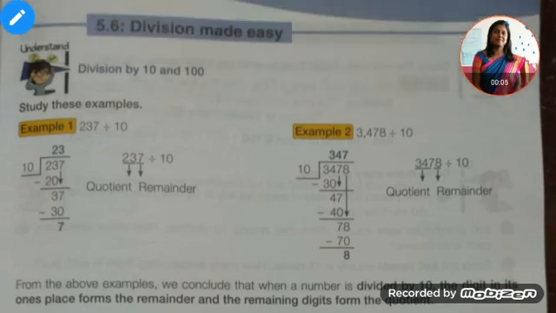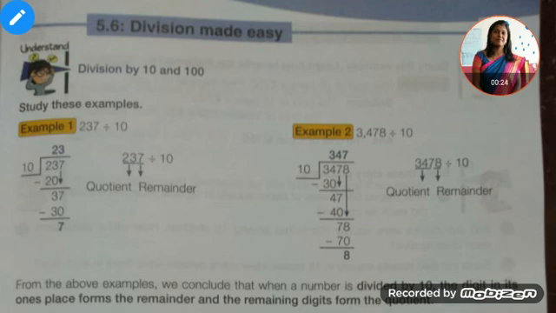Today we are going to deal with a new exercise again, that is your 5.6. So here, if you just see, it's a division by 10 and 100. So if you have to divide by 10, what remainder are you going to get? If you just see the trick, you will easily understand.